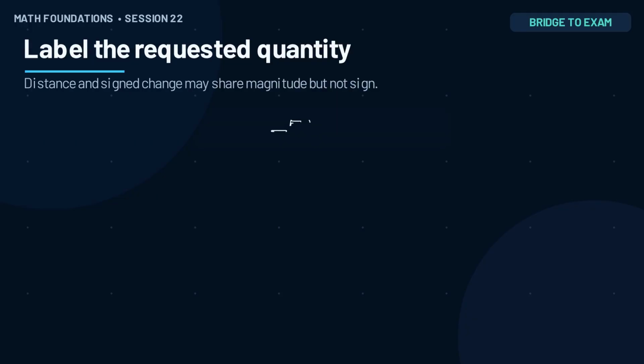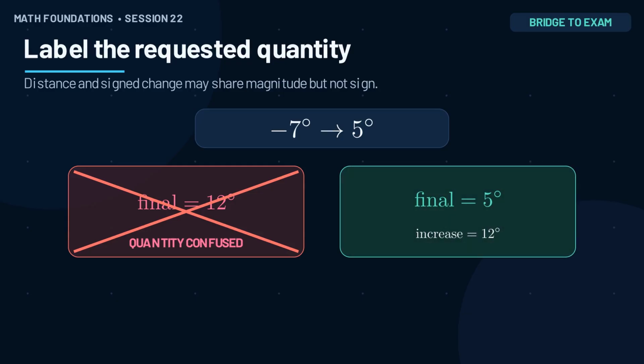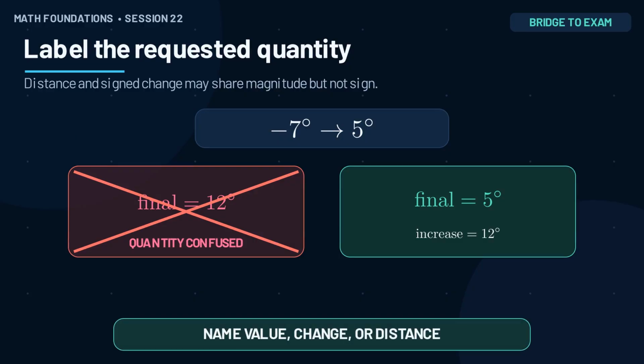A common error is reporting distance when the problem asks for final position or signed change. Distance is non-negative, but signed change communicates direction. Use the correct method. Underline the requested noun before calculating. Therefore, value, change, increase, difference, and distance must be labeled separately.